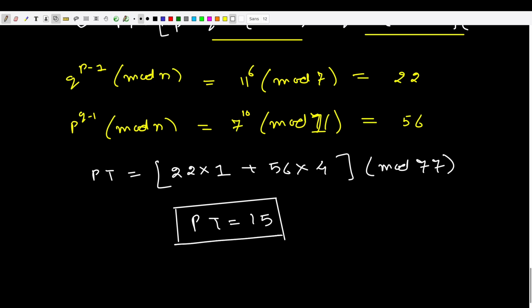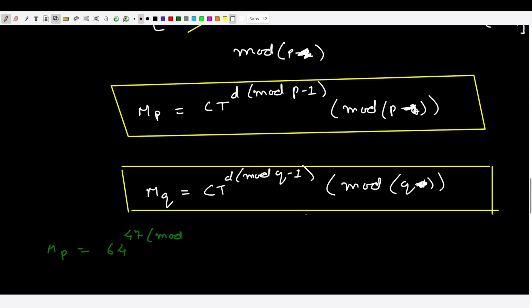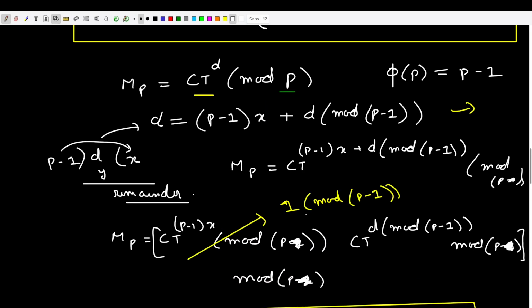So this is how, using CRT optimization, you will be able to solve the RSA algorithm, or you can optimize the decryption portion of the RSA algorithm.